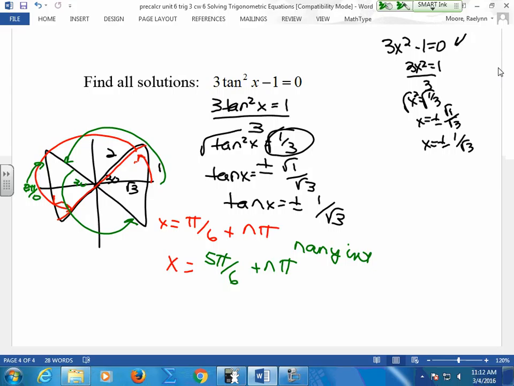Wait, are we supposed to have 4? You do, but I didn't ask you to find it from 0 to 2 pi. I asked you just this time to find all solutions. Endless. Every unit circle you make, you'll find 4 answers, right? So you'll have an infinite number of answers. So how do we say all solutions? This is how we say all solutions.